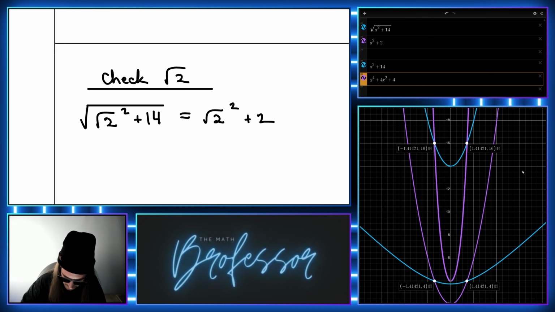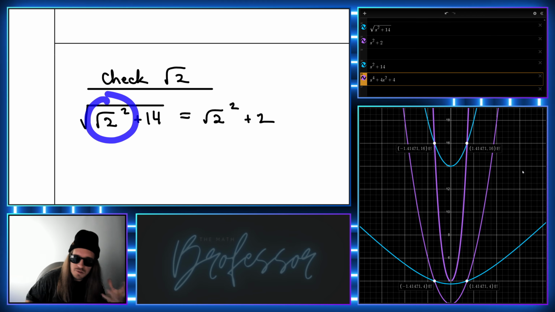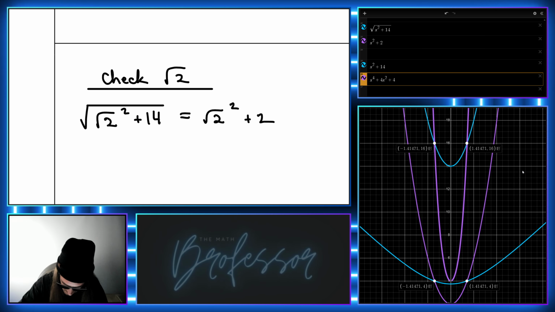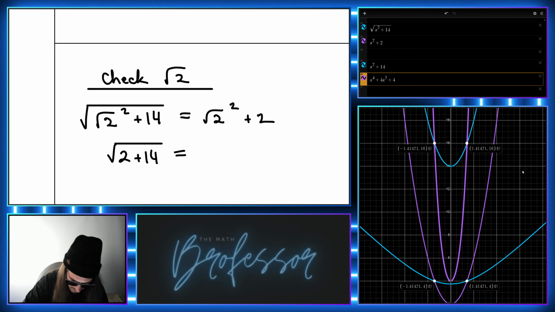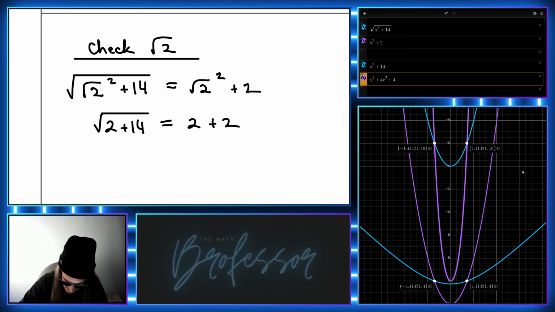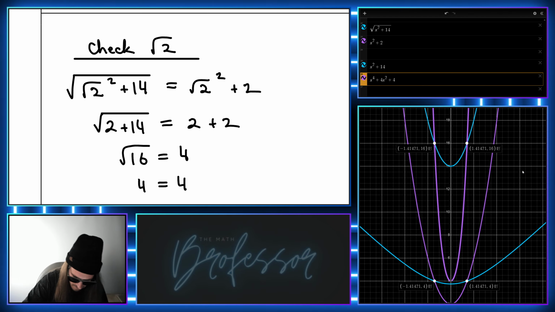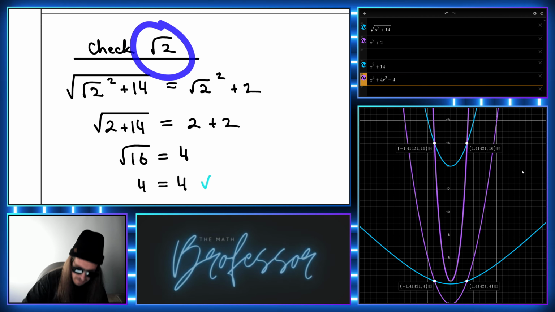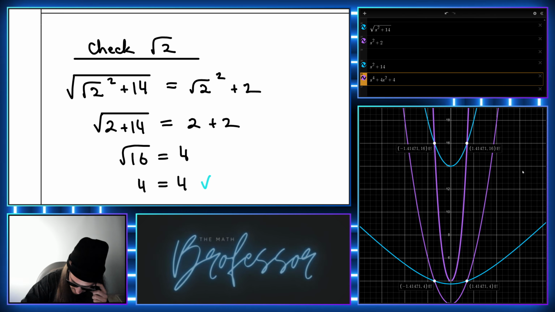So the square root of 2 squared, well, the root and the square will cancel, so that's just 2. So we have 2 plus 14 underneath the root here, and over here we have 2 plus 2. 2 plus 14 is 16, and 2 plus 2 is 4. The square root of 16 is 4. And there you go, you get a true statement, 4 equals 4, implying that x equals root 2 is a solution.